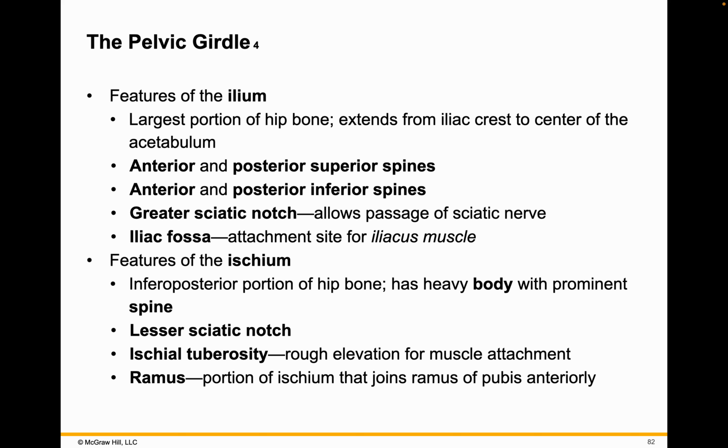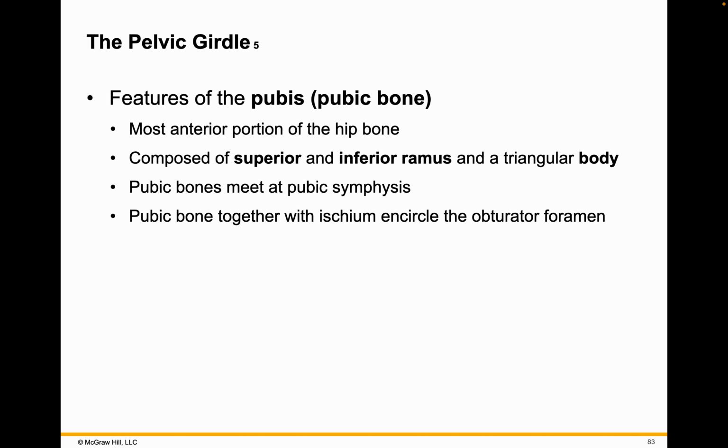The anterior and posterior superior spines, the anterior and posterior inferior spines. The greater sciatic notch allows passage of the sciatic nerve. The iliac fossa is an attachment site for the iliacus muscle. And in the ischium, we have the heavy prominent spine, the lesser sciatic notch, the ischial tuberosity, and the ramus, another term that's come up again and again.